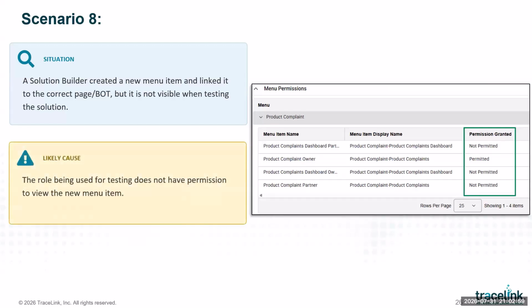In OSE, creating the menu item is only one part of the setup. The menu item also needs to be allowed through the solution's role configuration. To fix this, open the solution and go to Roles. Select the role you're using for testing, find the new menu item, and change its setting to permitted. After saving, retest the solution and confirm that the menu item is now visible.